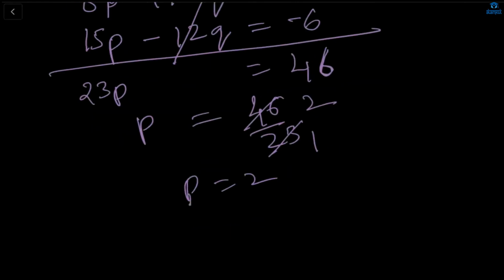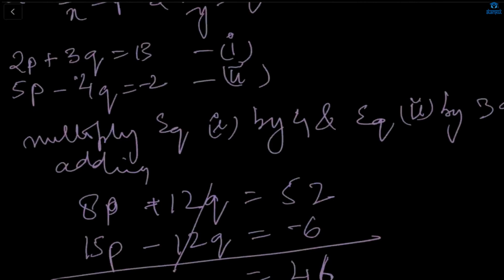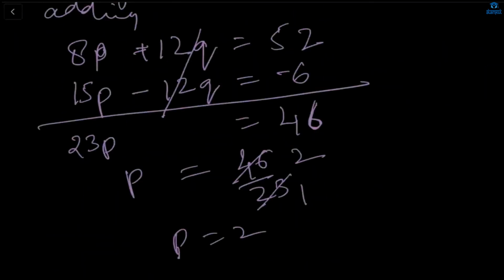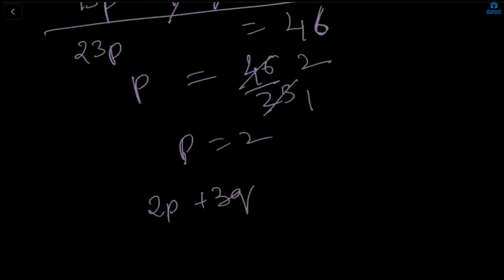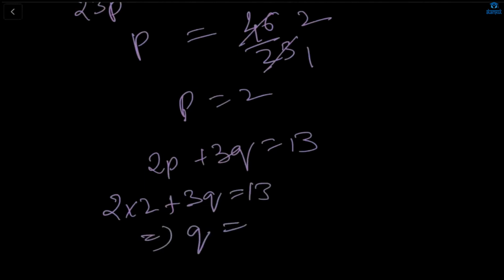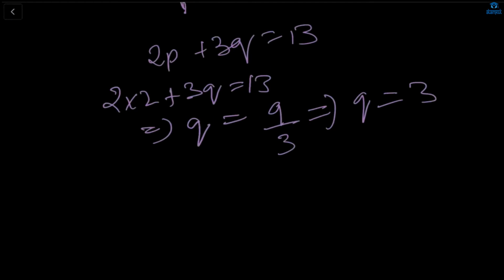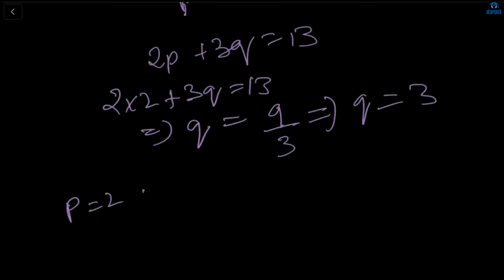Let us first find the value of q from p. You can put in any of the equations. Let's put in the first equation: 2p plus 3q is equal to 13. So you can write it as 2 multiplied by 2 plus 3q is equal to 13, which implies that q value is equal to 9 by 3, which implies q value is equal to 3. So you have got the value of p is equal to 2 and q is equal to 3.